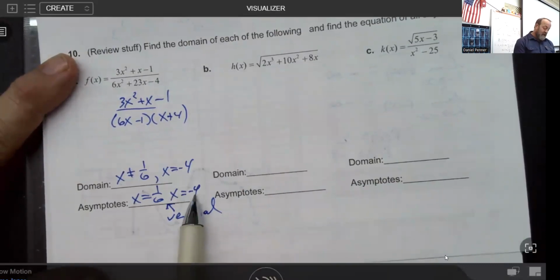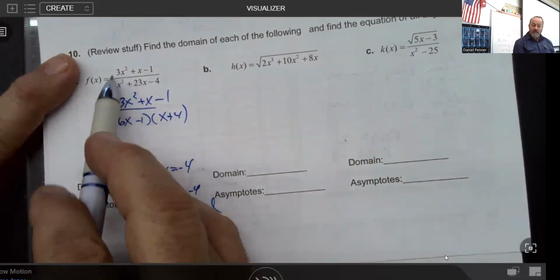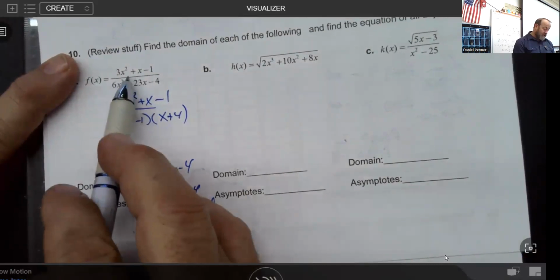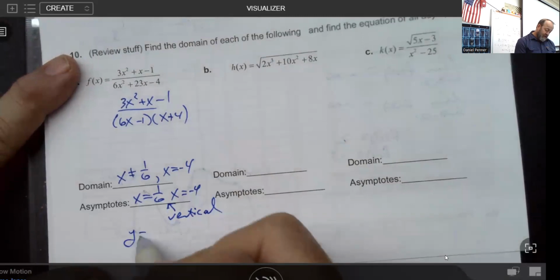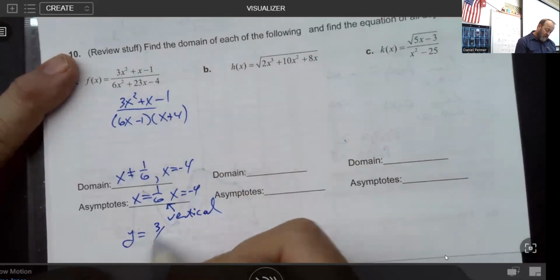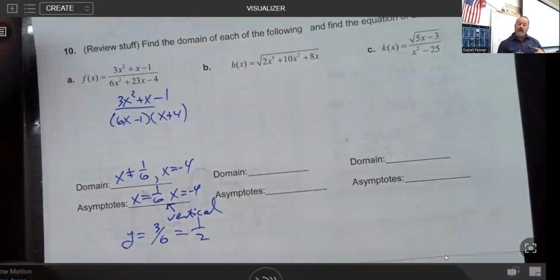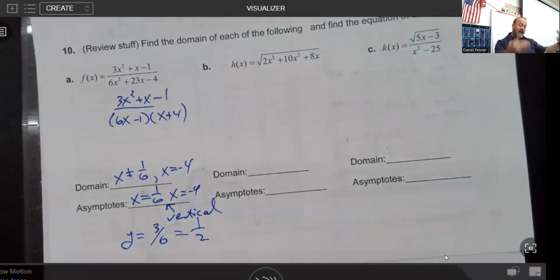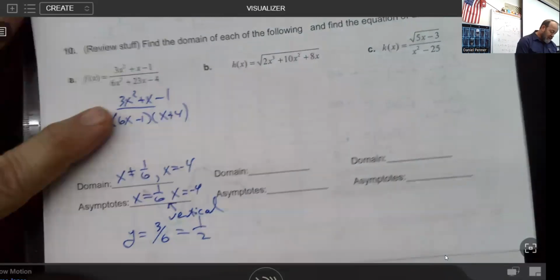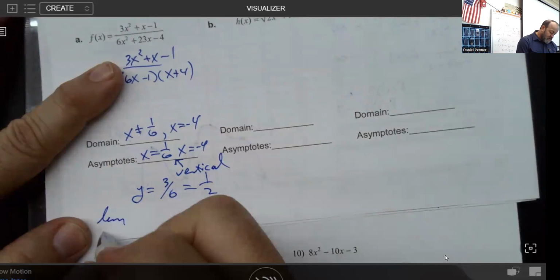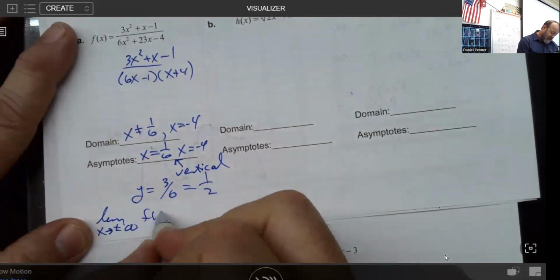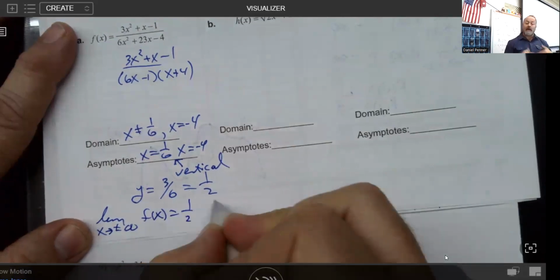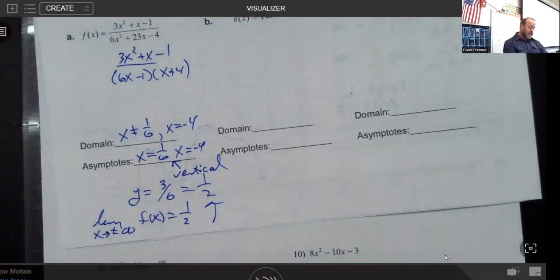And the other thing is, because of the ratio of the powers, 3x squared over 6x squared, they're matching powers. We have a horizontal asymptote at 3/6 or 1/2. So that's again one of those end behavior asymptotes. I would say the limit as x goes to either positive or negative infinity of the function f of x would be 1/2. That would be my horizontal asymptote.